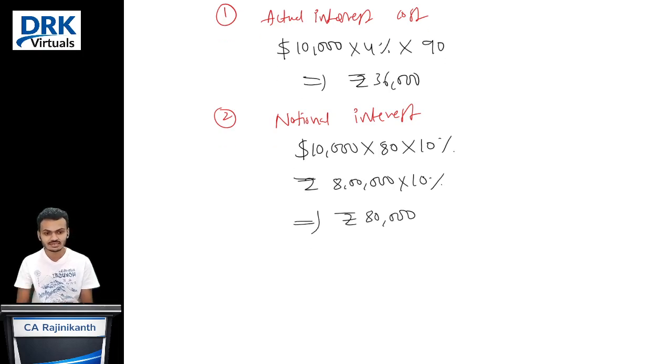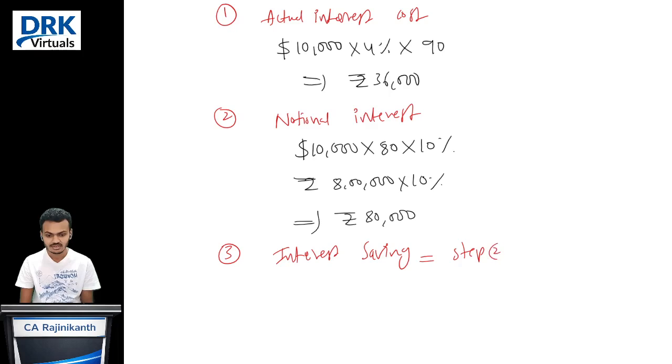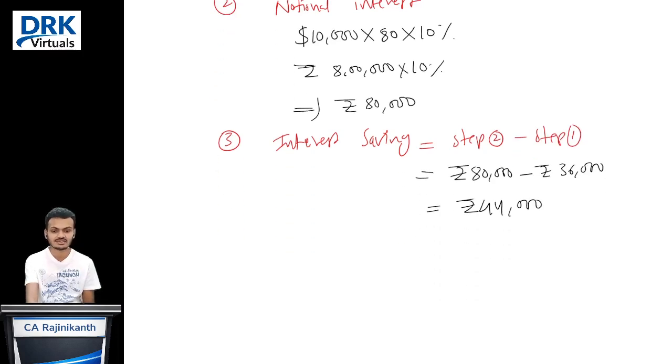Now calculate the interest saving. How to calculate? Step 2 minus step 1. Write this: rupees 80,000 minus rupees 36,000. How much is it? 44,000 is our interest saving.